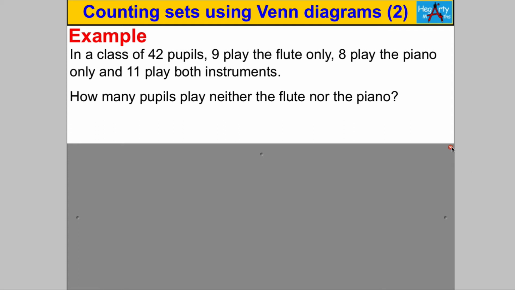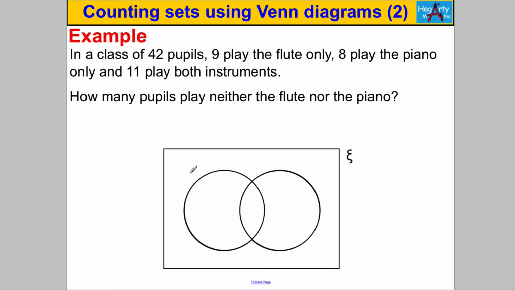Okay, similar scenario here. We can draw a Venn diagram. Let's label it up. Let's call this flute. Let's call this piano. Let's go through our facts. In a class of 42 pupils, so the universal set is 42. 9 play the flute only. Let's put 9 here. 8 play the piano only. Let's put 8 here. 11 play both, so 11 goes here. How many pupils play neither the flute nor the piano?